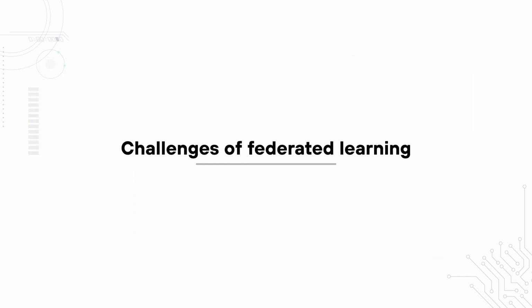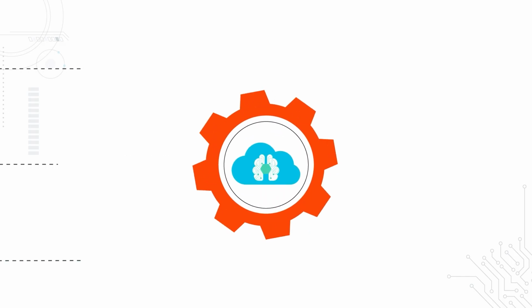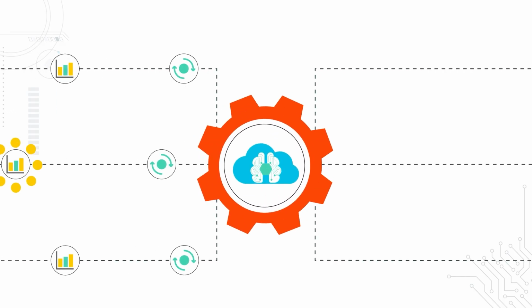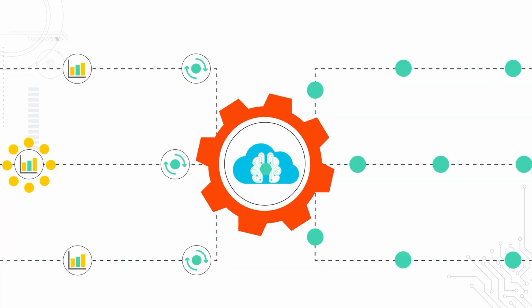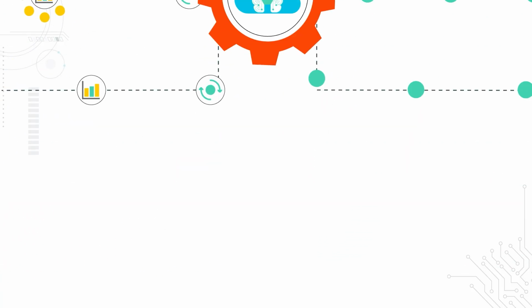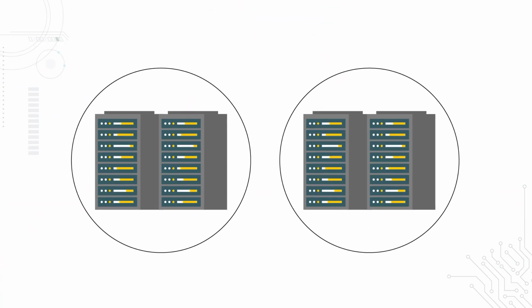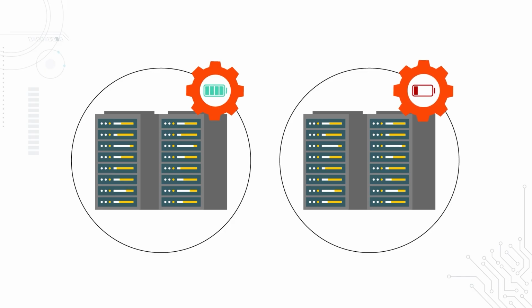Federated learning has its challenges too. First, not everyone's data looks the same. That makes it hard to create one model that works for everyone. Devices also vary. Some are powerful, some aren't. That affects training speed and consistency.